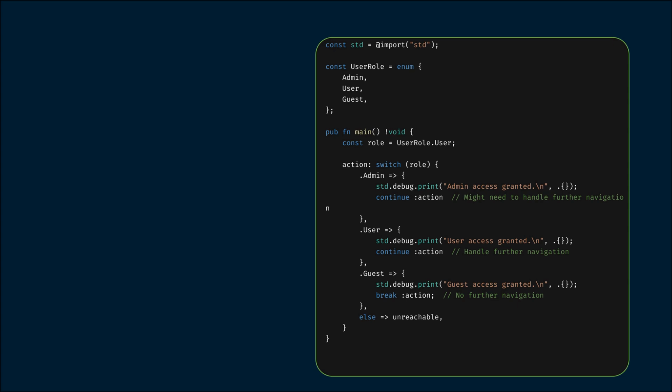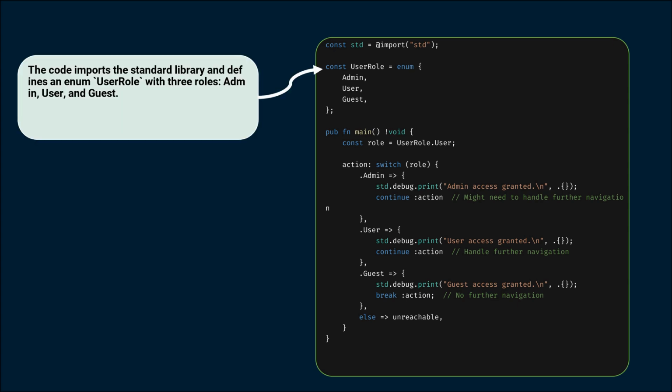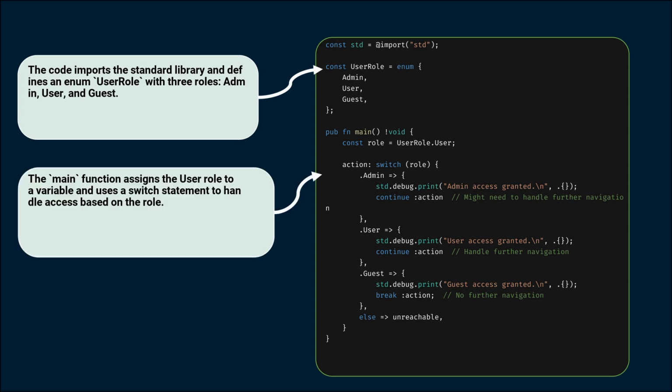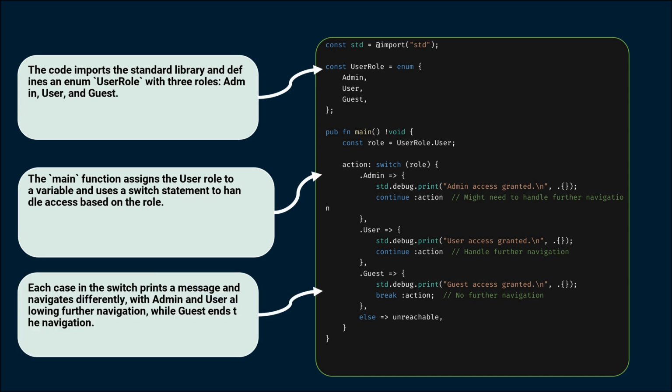Now let's implement a system that utilizes labeled switches alongside exhaustive switching to handle user roles in an application context. In this example, we define an enumeration called user role, which includes three roles: admin, user, and guest. These roles will dictate the access level within the application. Next, we set up a labeled switch statement called action, where we evaluate the current user role. Each case in the switch corresponds to a specific role.